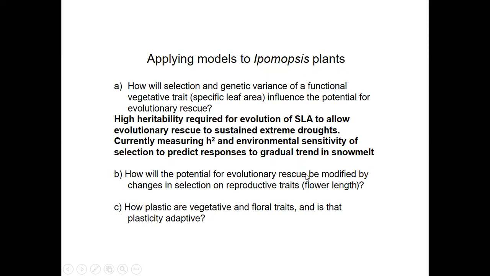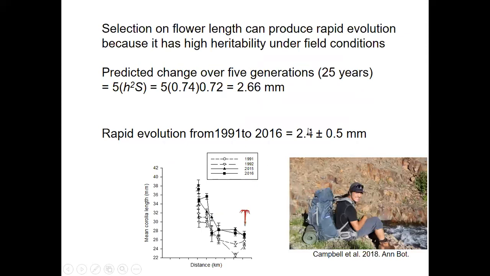All right, so if we look at selection on flower traits, how does that play in? Well, I showed you earlier that there can be strong selection on flower length, or at least there was prior to the imposition of early snowmelts. And that can produce rapid evolution because that trait, unlike specific leaf area, has high heritability under field conditions. So we actually predicted how fast it would change over 5 generations. And with the heritability that we measured of 74%, we'd expect this kind of a change.